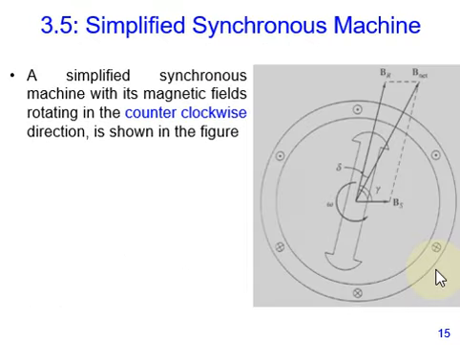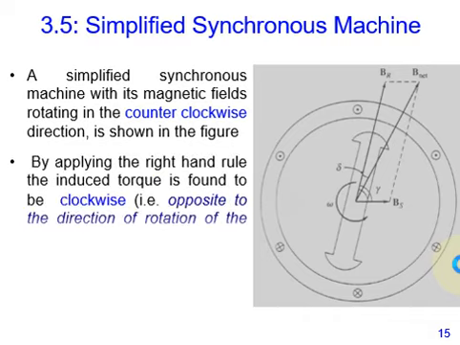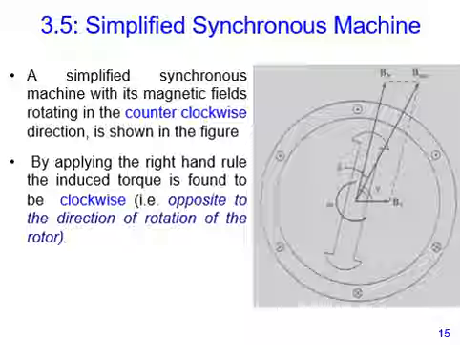A simplified synchronous machine with its magnetic field rotating in the counterclockwise direction is shown in this figure. By applying the right hand rule, the induced torque is found to be clockwise, which is opposite to the direction of rotation of the rotor.